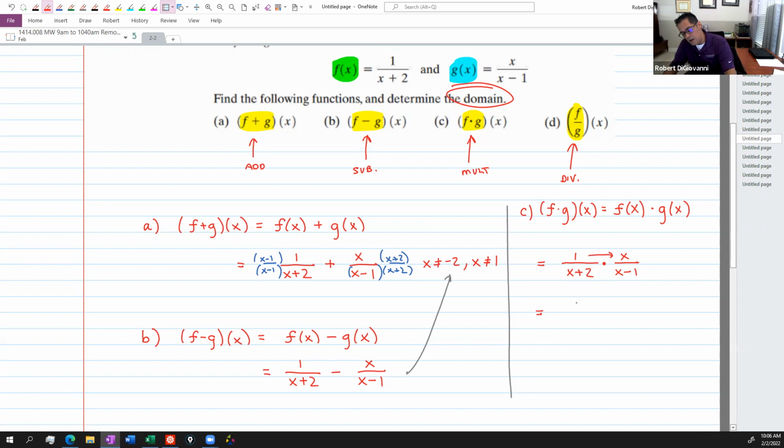So I can multiply the top across and get x. And on the bottom, I can leave these separated, or I could FOIL this out. It wouldn't matter. You could do it either way. I'm going to FOIL it. So that's what I would get if I FOILed this. And the domain of this one is still this, because you can't plug in -2 or 1 because you get division by 0. Any questions there?